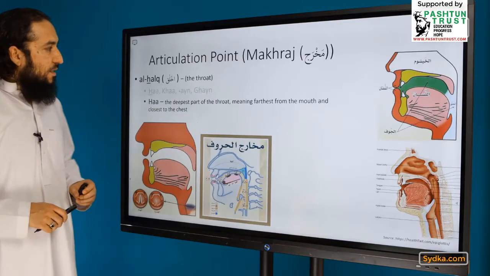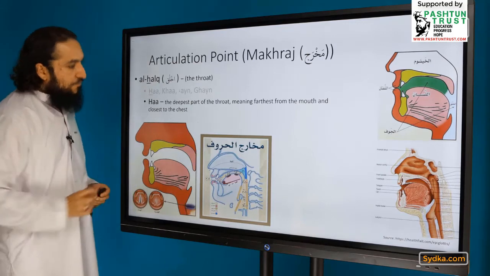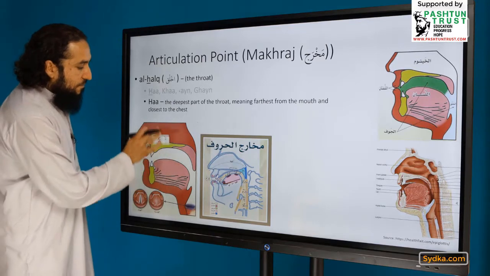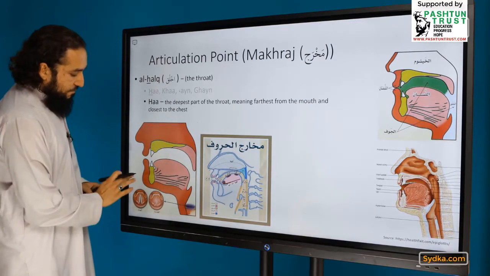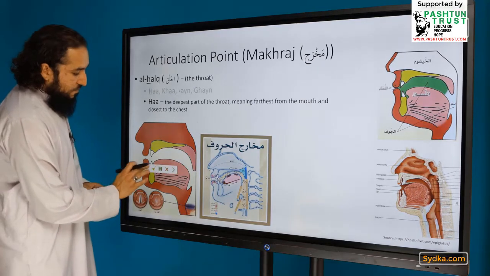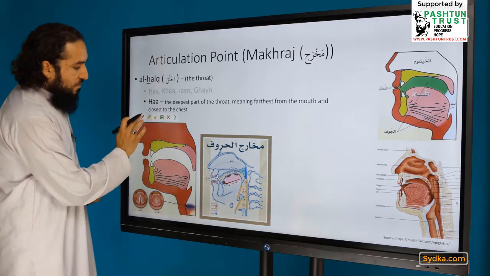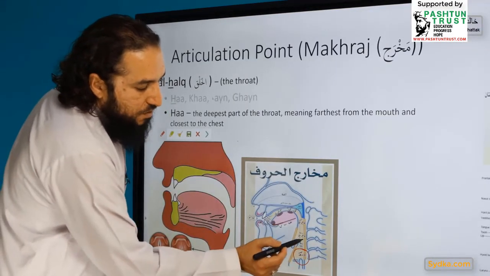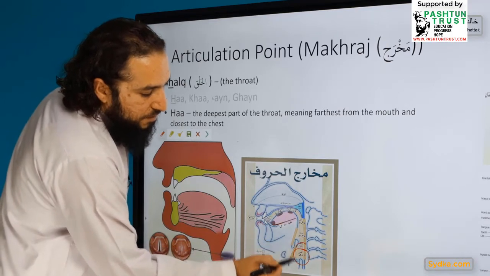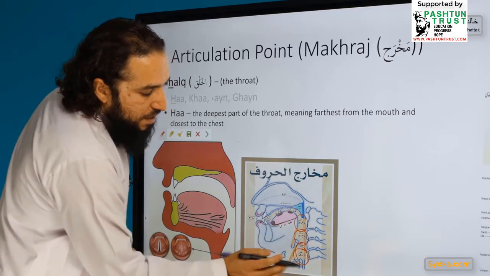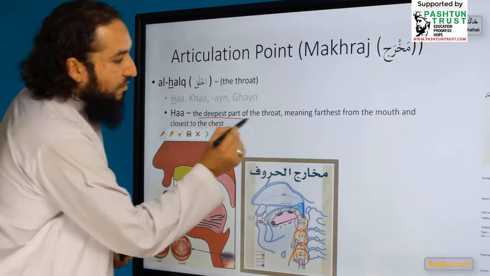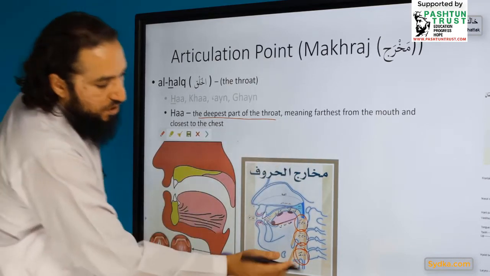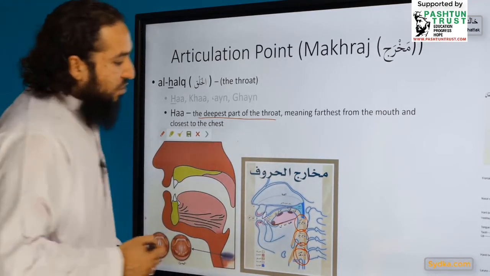Okay. So the articulation point for Ha is, it is one of the throat letters, one of the 6 letters of the throat letters, okay? So if you see here, we know that the throat is divided into 3 parts, okay? And that is the deepest part. So the deepest part of the throat, meaning the farthest from the mouth and closest to the chest. So the next is the chest, okay?